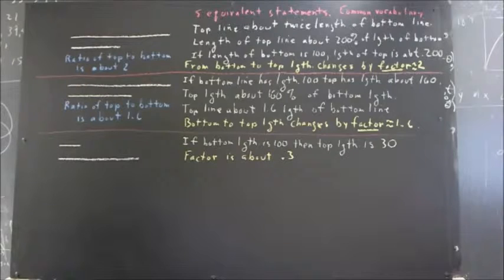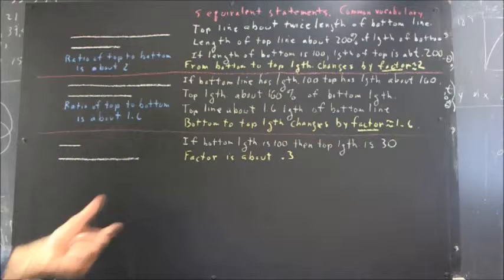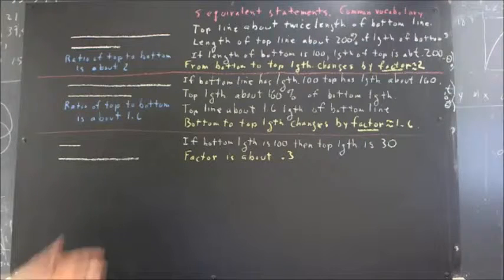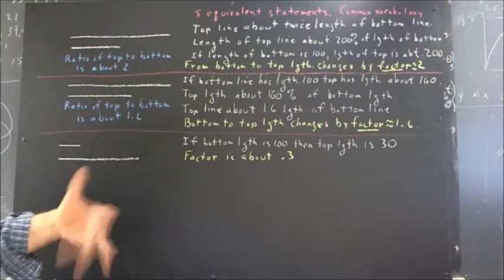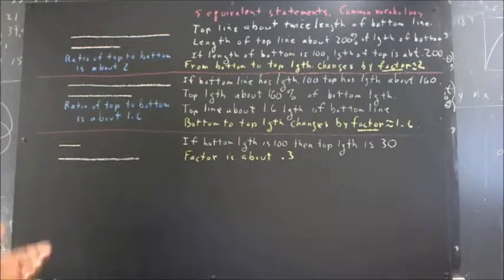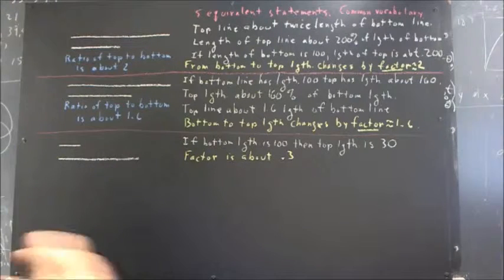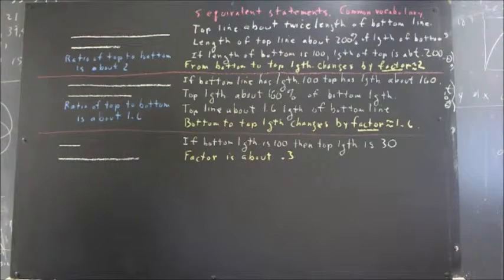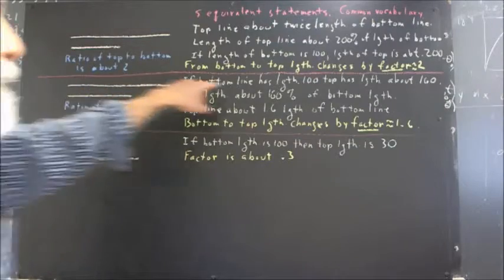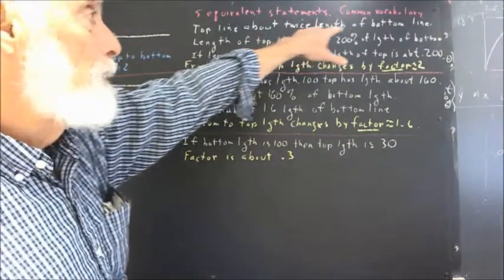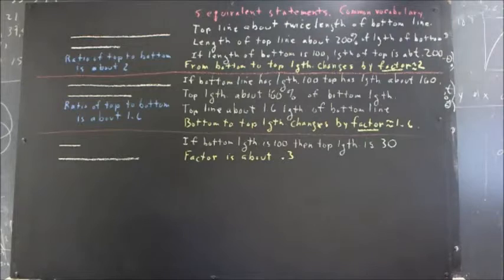Now we could have estimated with fractions. Say this is between 1/3 and 1/4. We're not sure if it's 1/3 or 1/4. So let's go ahead and average 1/3 and 1/4. Well, how are you going to average 1/3 and 1/4? You use fractions. 1/3 is 4/12. 1/4 is 3/12, that's 7/12, and then you divide that by 2, you get 7/24. So you could say the top line is about 7/24 the length of the bottom line.